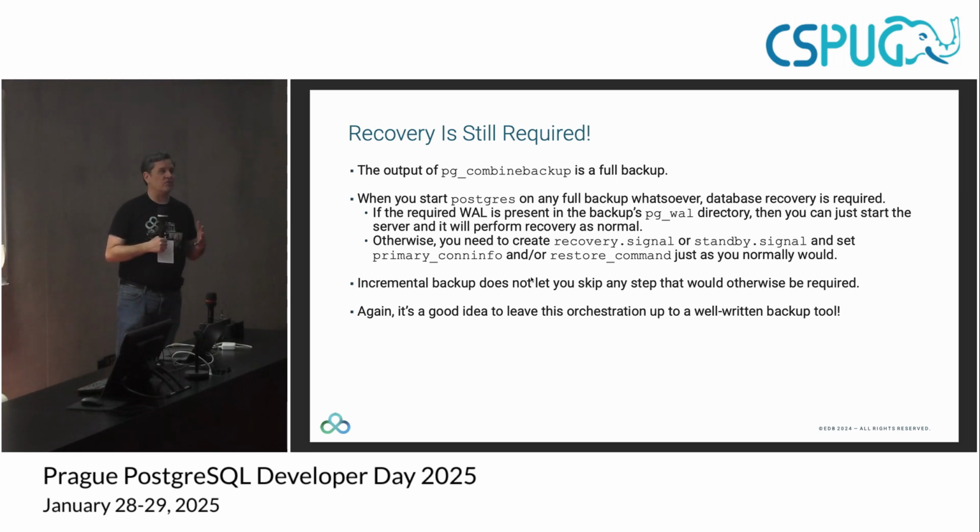Now, when you run pg_combinebackup, what you get is a synthetic full backup. And that means recovery is still required, just as it is for any Postgres full backup. So all of the things that you need to do, or all of the valid configurations that are possible for a regular full backup, you need to do all that same stuff here. Maybe you need to create recovery.signal or standby.signal. Maybe you need to set primary_conninfo. Maybe you need to set restore_command. Maybe you need to put some WAL files in pg_wal.